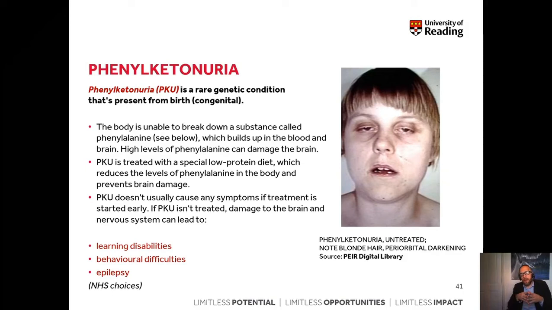The first example I would like to show you today is PKU. PKU is a rare genetic condition that is present from birth. It is inherited, and in this disorder the body is unable to break down a substance called phenylalanine. This builds up in the blood and brain, and in very severe cases this can lead to brain damage. Usually PKU cannot be cured using traditional means. However, we can, to some degree at least, manage the symptoms. So we can apply a low protein diet, which reduces the level of phenylalanine in the body.